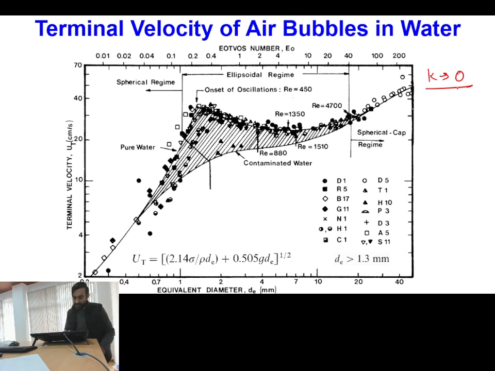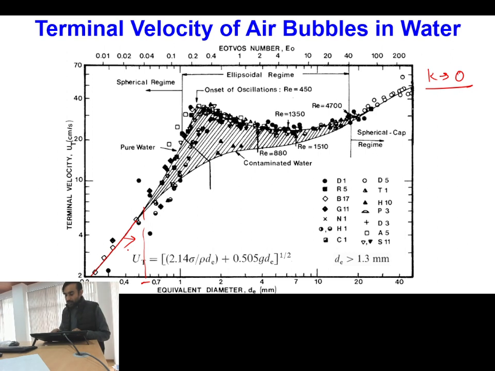Here you can see, when your equivalent diameter is very small, in the range of 0.55 or 0.66 mm, up to that you have an almost linear increase in terminal velocity with diameter. The corresponding value of Eötvös number is also shown over here. In this range our shape will be almost spherical.